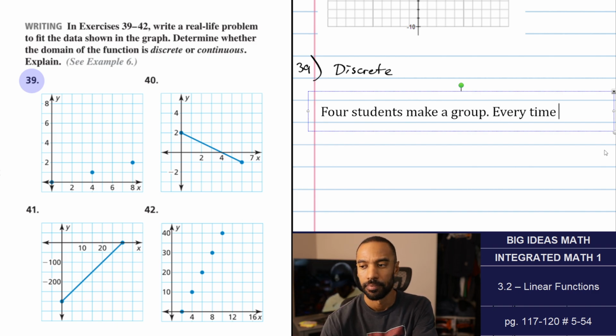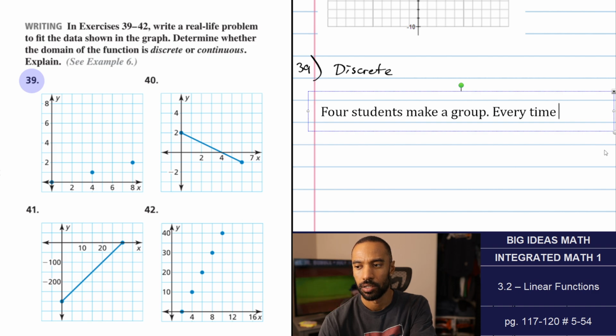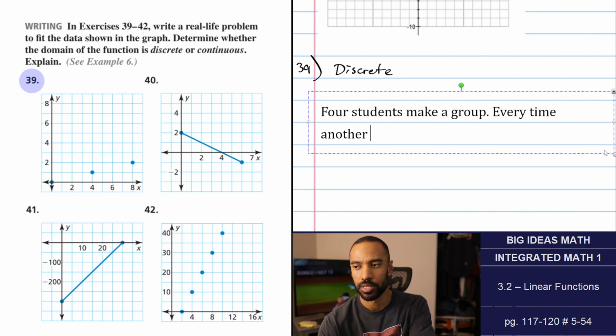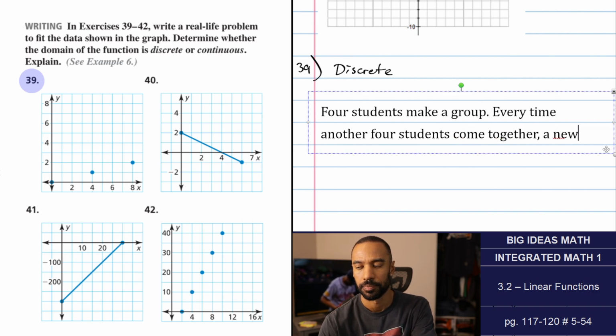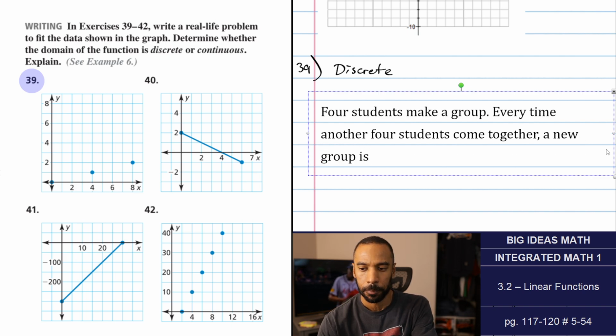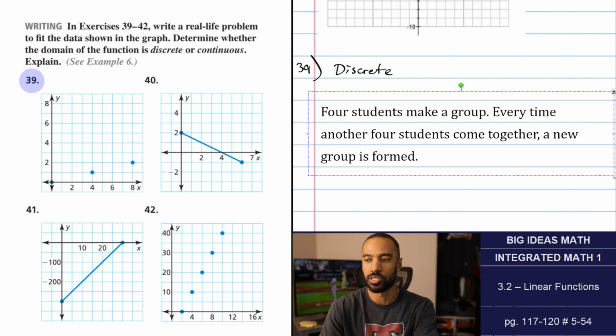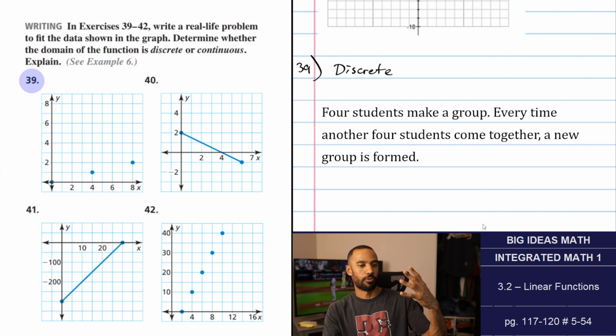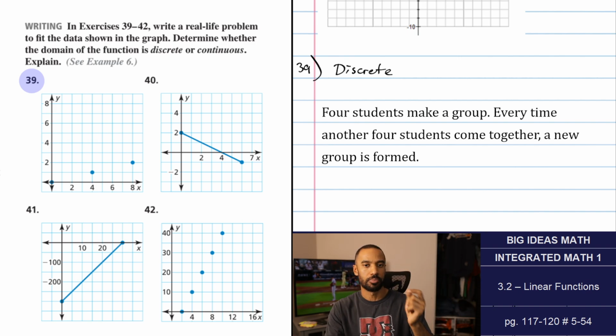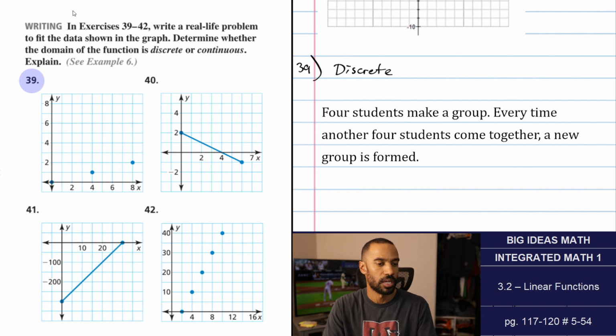Every time another 4 students come together, a new group is formed. That's important for the new group part, because that means there's one group from 4 students, and 8 students makes 2 groups and things like that. 0 students would make 0 groups, and there's something like that we can use.